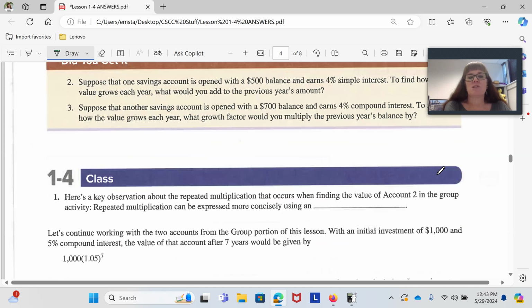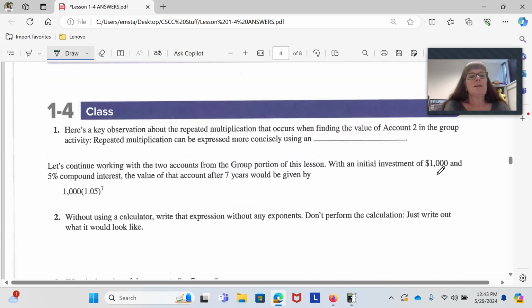Towards the middle of this page, we start with the classwork. Number 1 says, here is a key observation about the repeated multiplication that occurs when finding the value of account 2, that's the compound interest, with an initial investment of $1,000 and 5% compound interest. The value of that account can be found by doing 1,000 times 1.05 raised to the 7th power.